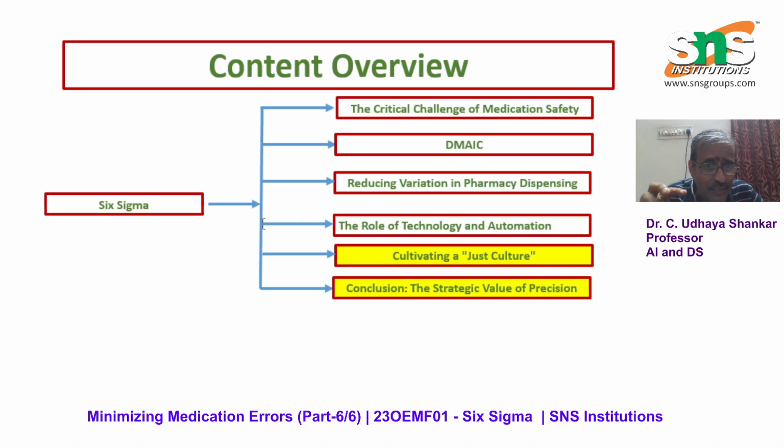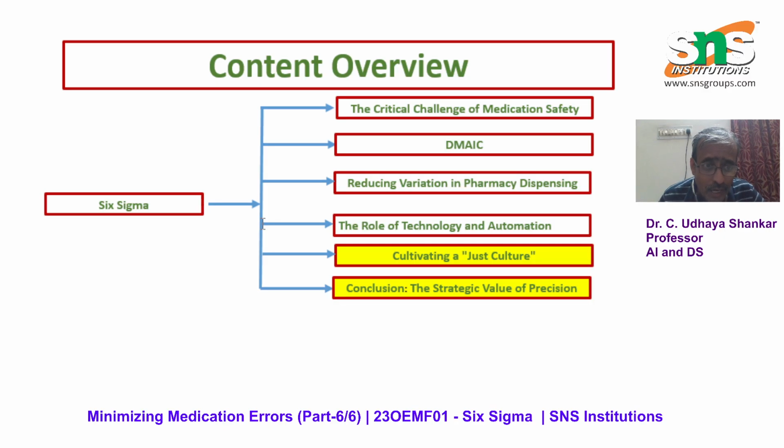So a just culture encourages the staff to report errors and near misses without the fear of retribution. For example, when people feel safe to report a measure point, the data becomes more accurate, leading to a more effective analysis phase. So this cultural alignment is what allows a Six Sigma project to truly save lives.